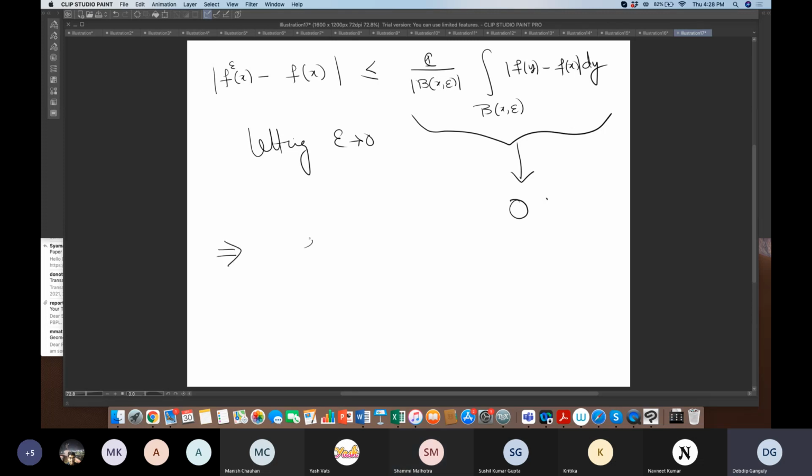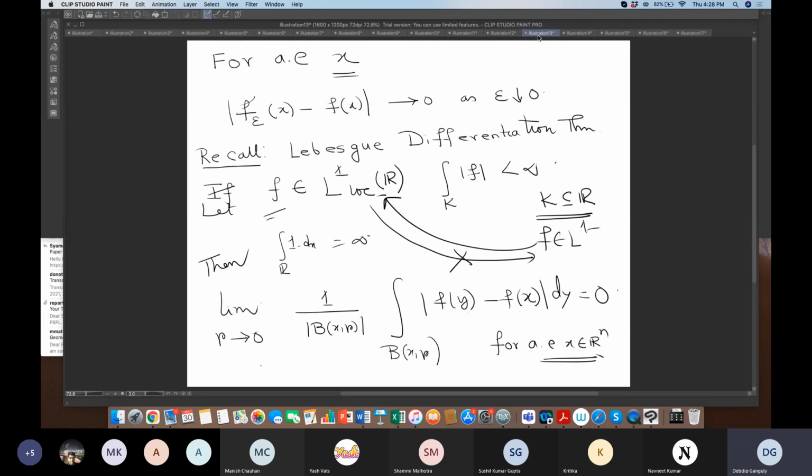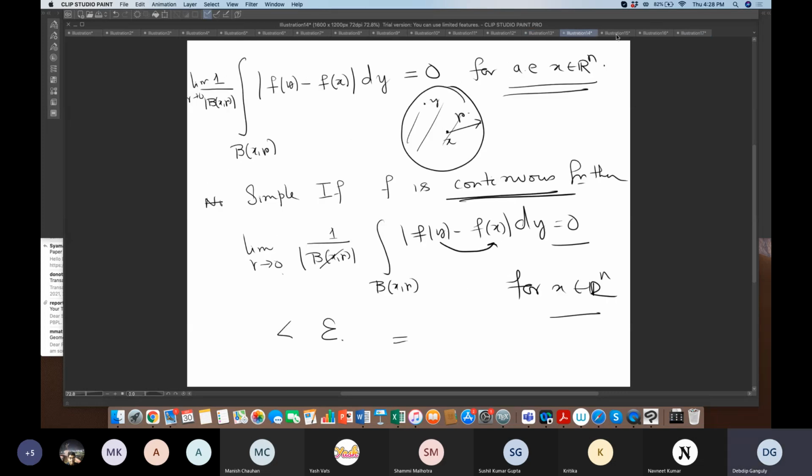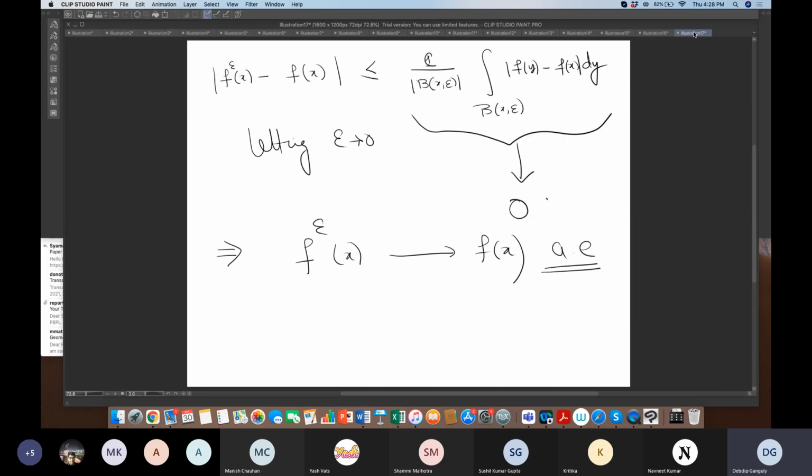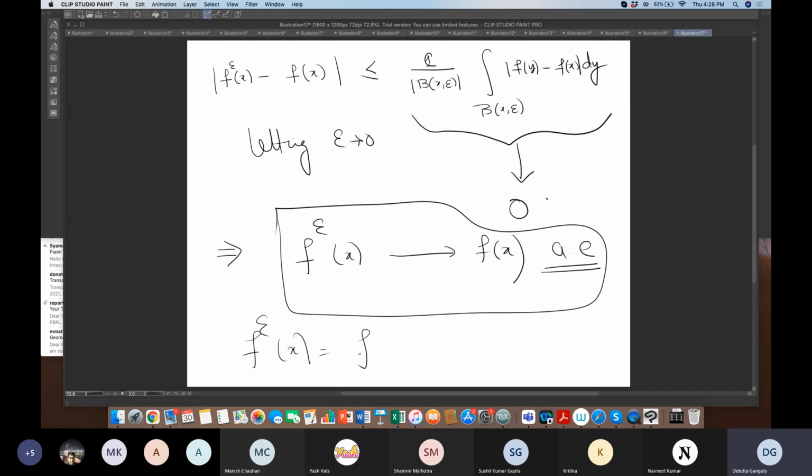This implies f epsilon x converges to f of x almost everywhere. This almost everywhere counts because this point I have chosen, such a point x. So you have to take a zero set out where it happens. Okay. So I have proved that f epsilon converges to f. I again recall f epsilon x is f convolution.